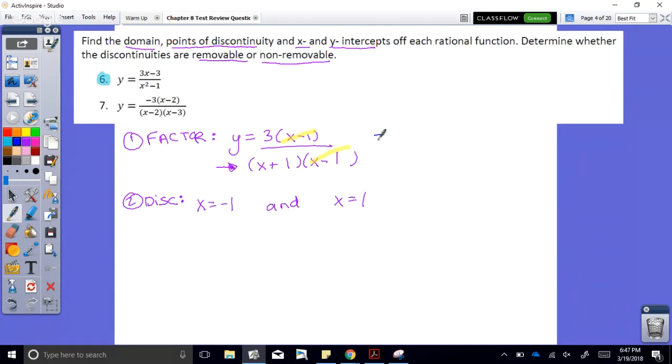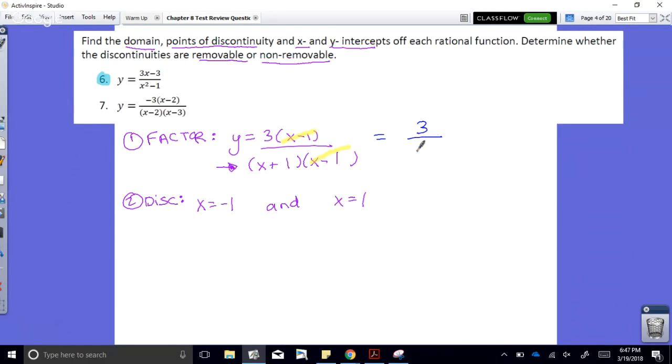So we can rewrite this as 3 over x plus 1. Okay, if it cancels, we call this removable discontinuity. So here at 1, which came from the x minus 1, we have removable discontinuity. And removable discontinuity, if you were asked to graph it, would create a hole in the graph.